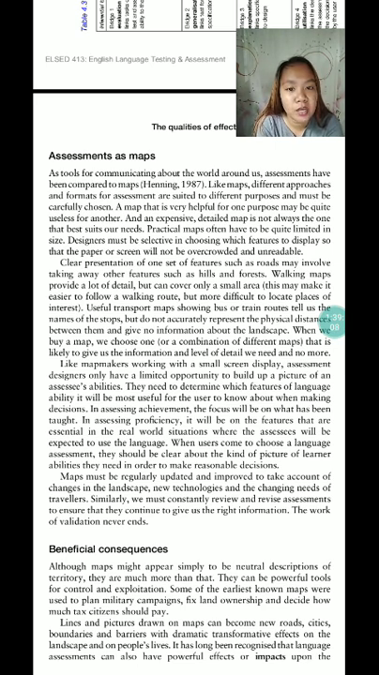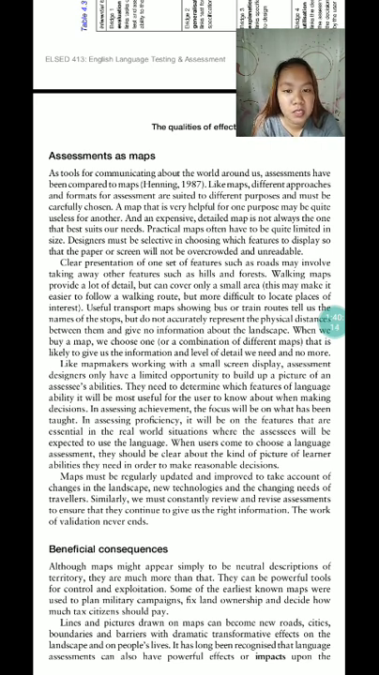Like map makers working with a small screen display, assessment designers only have a limited opportunity to build up a picture of an assessee's abilities. They need to determine which features of language ability it will be most useful for the user to know about when making decisions. In assessing achievement, the focus will be on what has been taught. In assessing proficiency, it will be on the features that are essential in the real world situations where the assessees will be expected to use the language. The users come to choose the language abilities they need in order to make reasonable decisions.